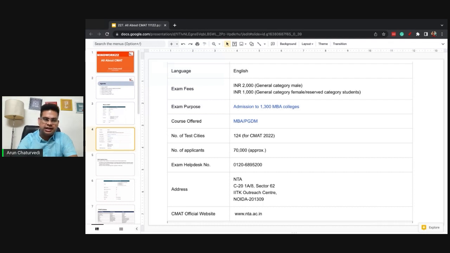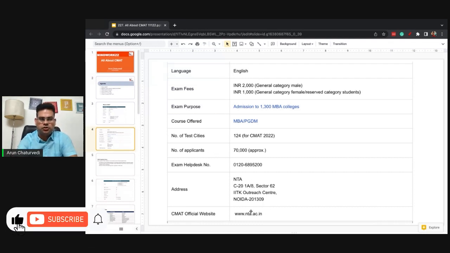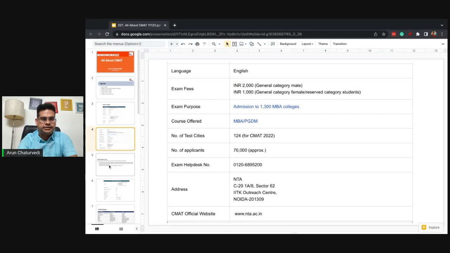The help desk number and the address I have mentioned, and the official website also you can note it down. In case you want to know more about it, you can visit the website.